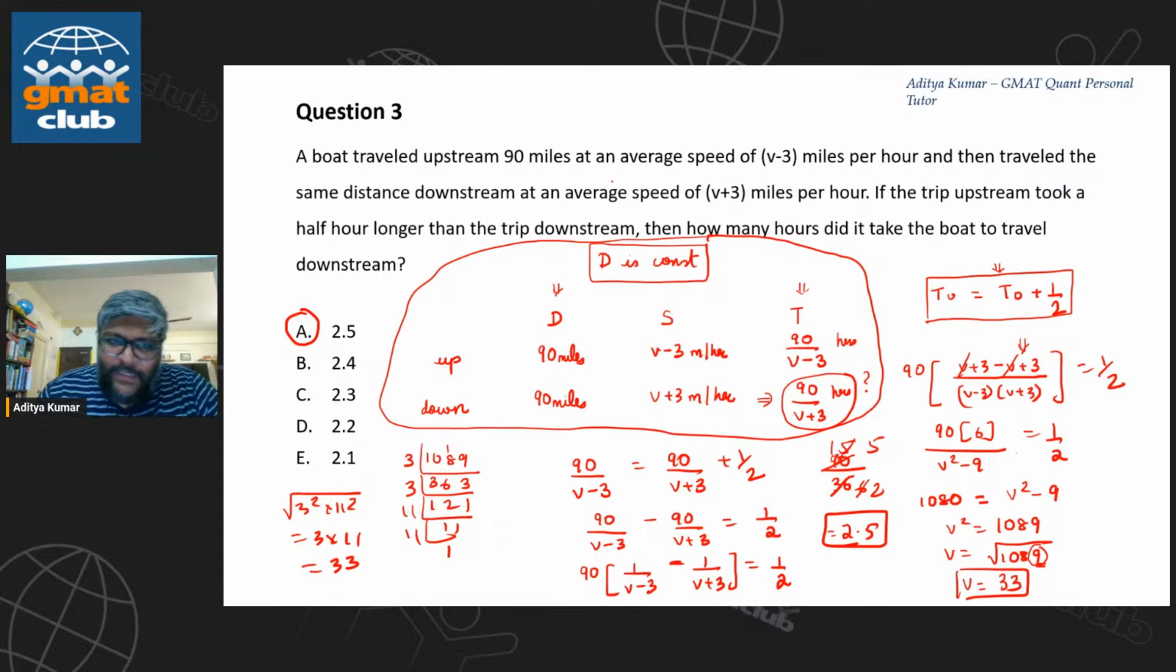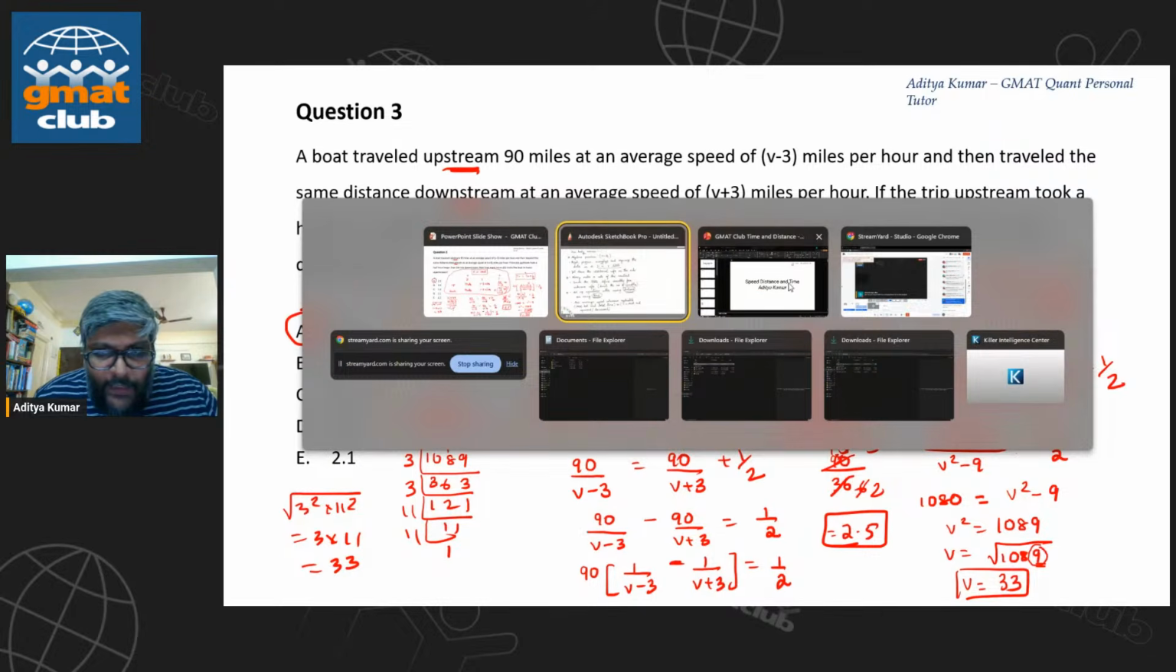Since the question spoke about upstream and downstream, I'm just going to add a couple of things here.